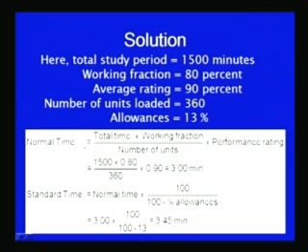Then the normal time can be calculated from the total time of the study, times working fraction, divided by the number of units, times the performance rating of the worker. So, this gives the value of 3 minutes for loading a unit item, and if the standard time is to be calculated, it is the normal time into 100 divided by 100 minus the percentage allowance which is allowed by the management. So, by putting the values in this equation, we can see that the standard time comes out to be 3.45 minutes.